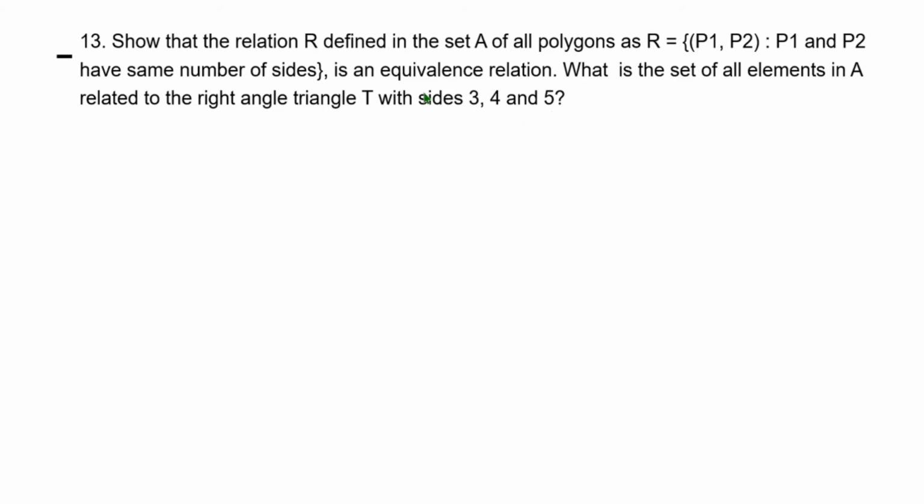So, R is defined in the set A of all polygons such that R is equal to the set of all ordered pairs (P1, P2) such that P1 and P2 have the same number of sides. We have to prove that R is an equivalence relation. Let us do this first and then let us come to the next part. So first we have to prove R is reflexive.